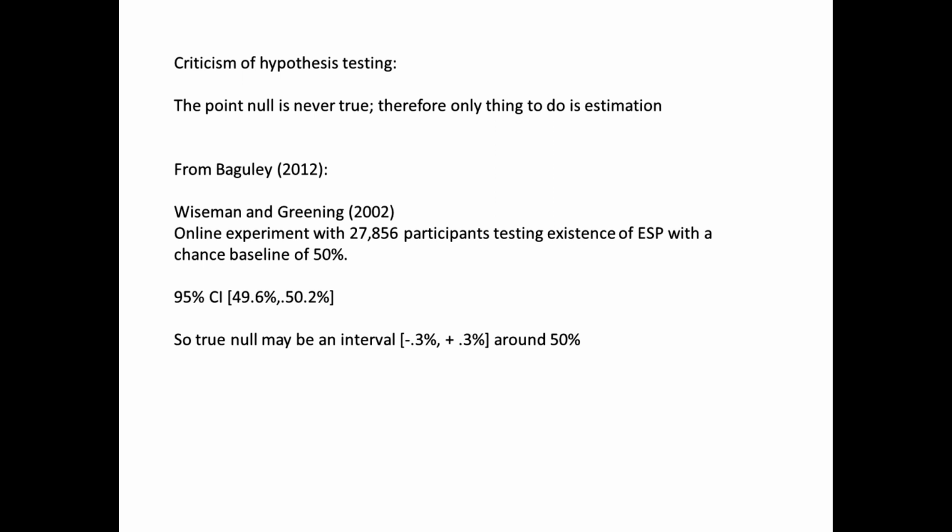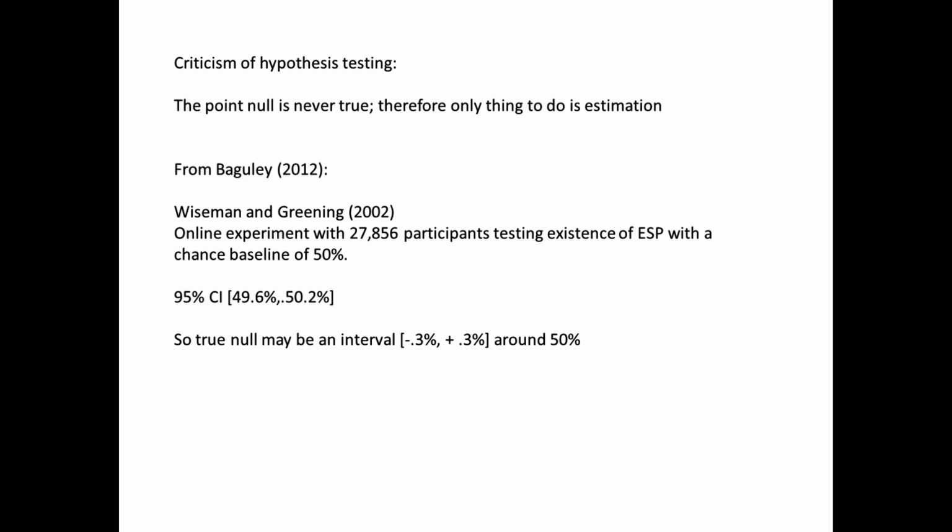Tom Bagley's textbook, Serious Stats, has this interesting example. There's an online experiment with about 28,000 participants testing for the existence of ESP. There's a chance baseline of 50%. And the confidence interval went from 49.6 to 50.2%. Well, what we can say from that is the point null of 50%, it's not exactly true, but it's pretty damn close to true. So I reckon if you are a good experimentalist with counterbalanced materials and so on, you can get a point null that is approximately true to a high degree of accuracy.